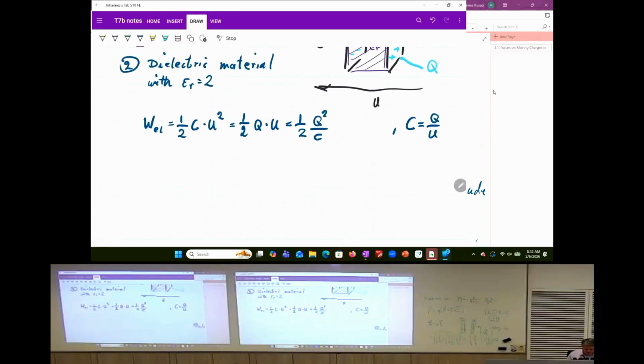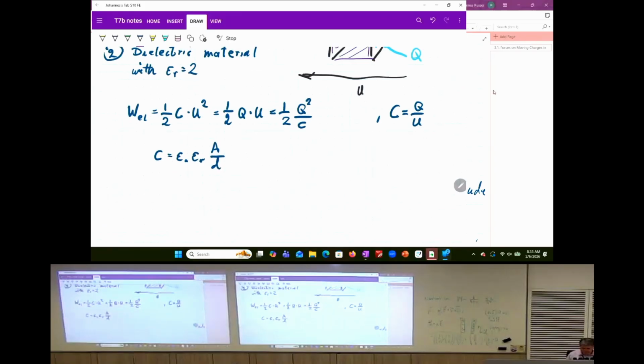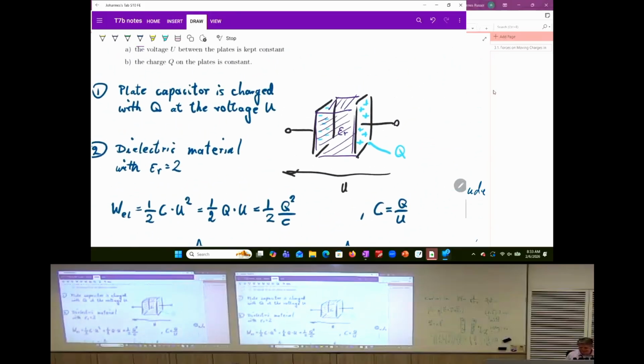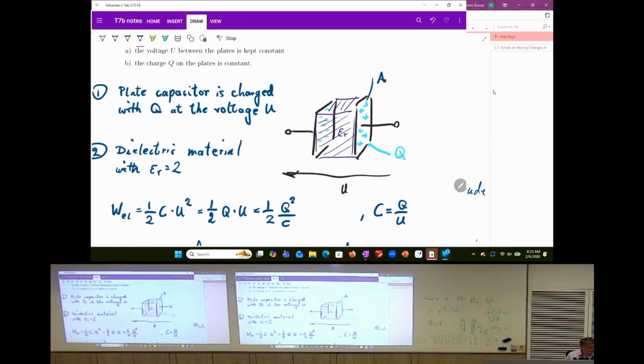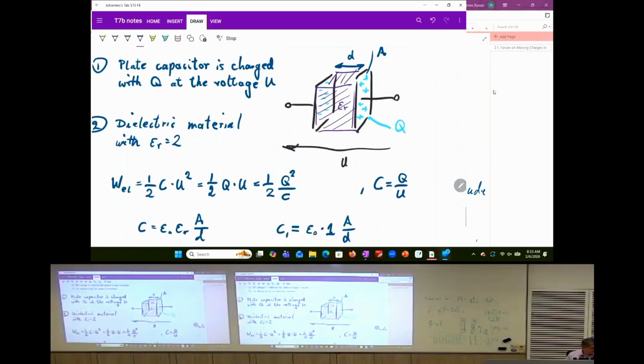And for the parallel plate capacitor specifically, so the above is generally true for any capacitor, but for the parallel plate capacitor, the capacitance is epsilon naught times ER times A over D. So in the first instance, you have a capacitance where you have no special dielectric inserted. That would give you a capacitance of epsilon naught times 1, the relative permittivity is just 1, times A over D. A is, of course, the area of the plate. D here is the separation of the plates.